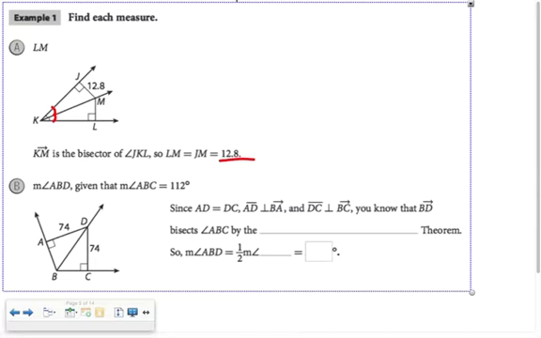Similar idea in part B. I notice that AD is equal to CD, and that AD is perpendicular to BA, DC is perpendicular to BC, so that means that BD bisects angle ABC by the converse of the angle bisector theorem. So the measure of angle ABD will be half of the measure of angle ABC, and half of 112 is 56.